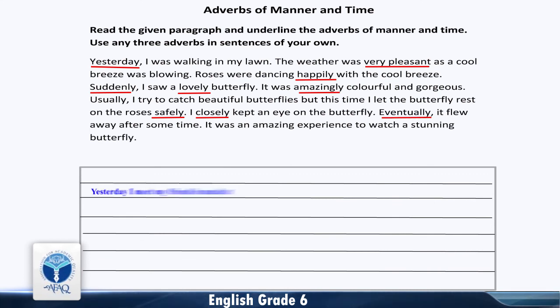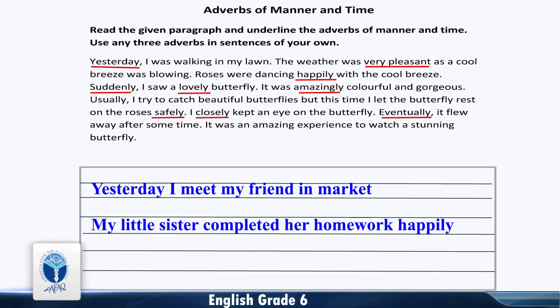Sentences. Yesterday, I met my friend in the market. My little sister completed her homework happily. That is a lovely bird on the tree.